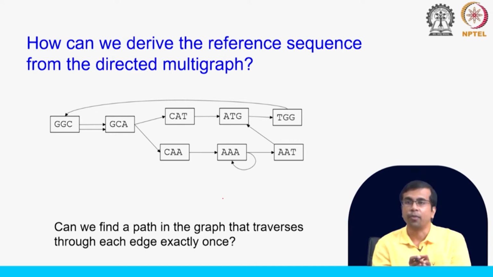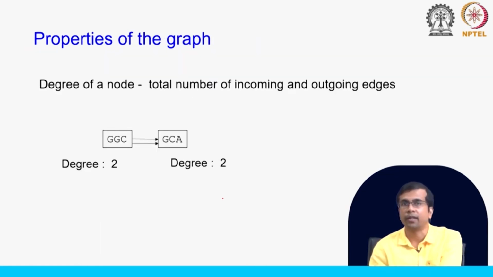Because each k mer is represented by the edges, if we can traverse through each edge exactly once, we have utilized all the reads and we can generate the reference sequence. Okay. So, with that idea, we can look at some of the properties of the graph and see whether we can observe any such path in the graph. Before we go there, we will define certain terms.